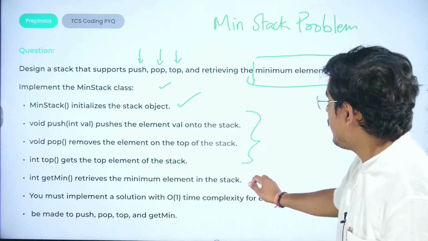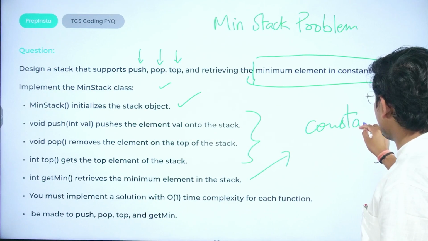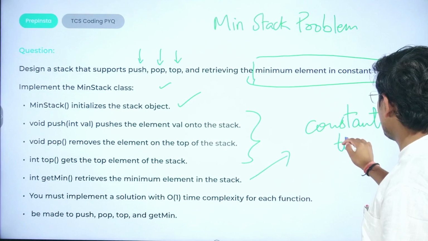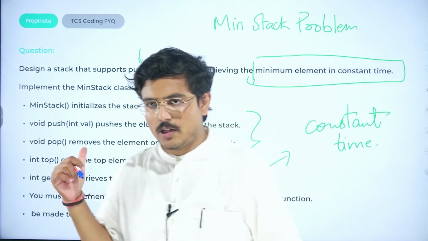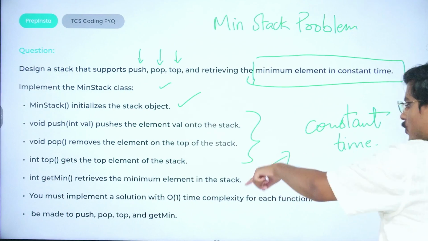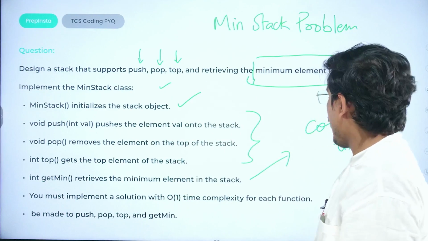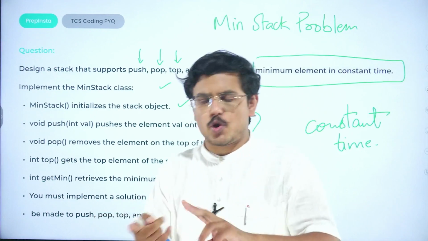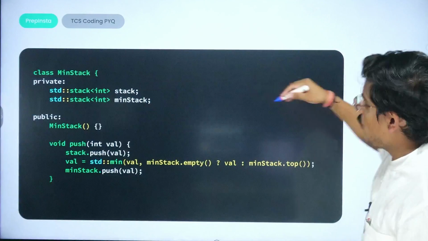And this minimum element of the stack should be retrieved in constant time. Now you must implement a solution with order of 1 time complexity for each function. Fine. And there are functions to be made for push, pop, as I told you. So we'll look into the solutions as well.